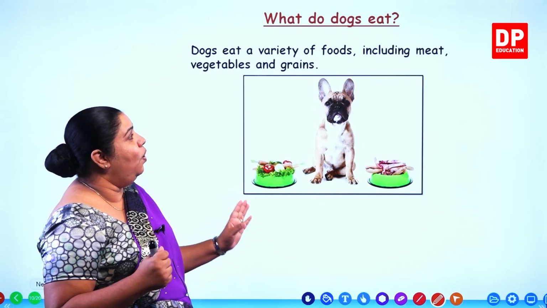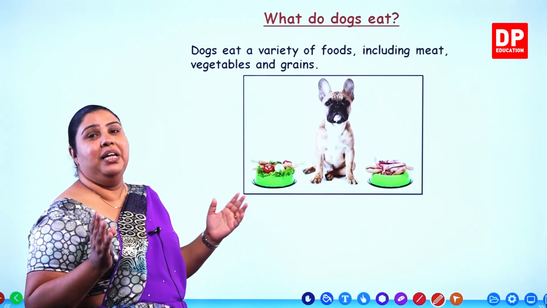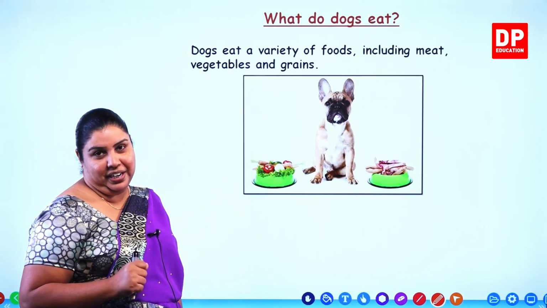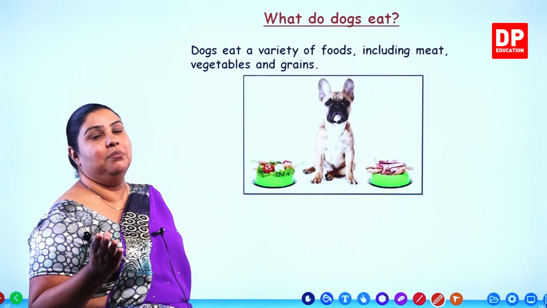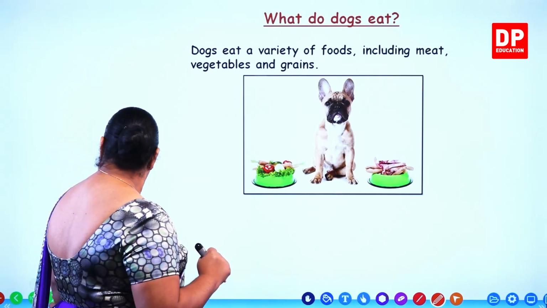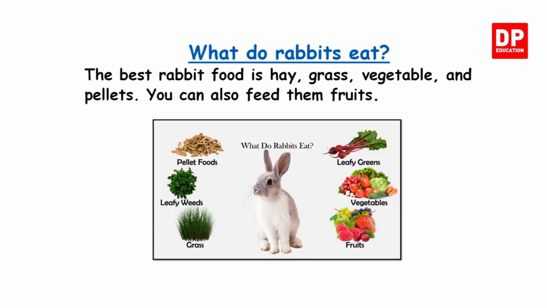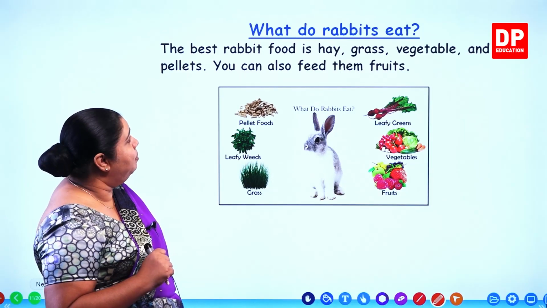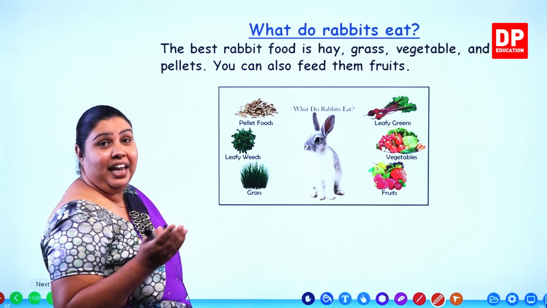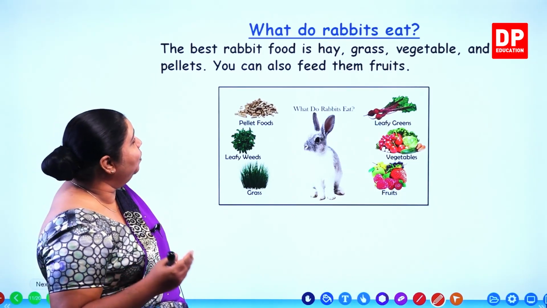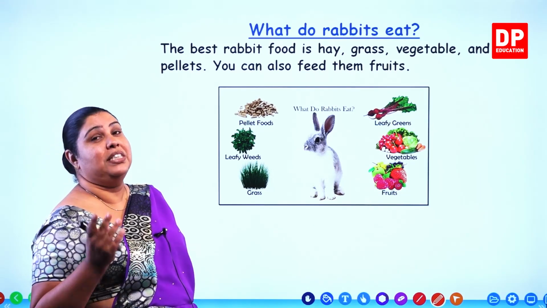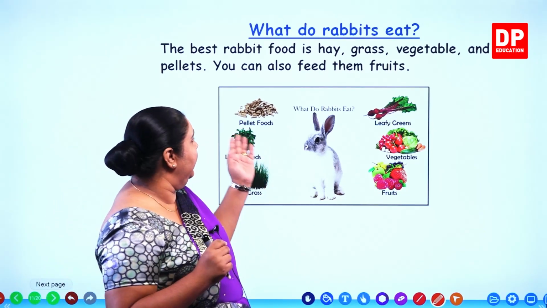So dogs, they have no problem. They eat almost anything that they find, that they are given, and they find food and sometimes eat. So they eat fruits and vegetables and meat as well. Then we have our rabbit. Oh, we have our cute little rabbit over here. What do rabbits eat? The best rabbit food is hay, grass, vegetable, and pellets. You can also feed them fruits. Now, as I told you, rabbits will eat almost anything.